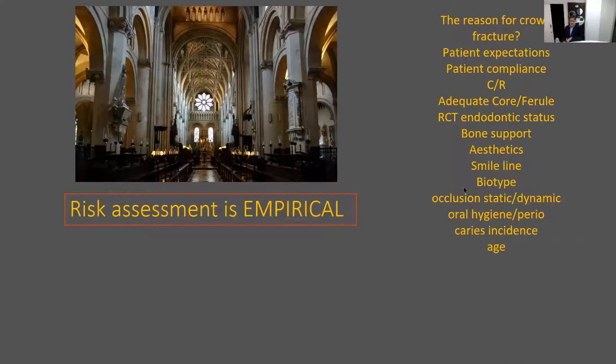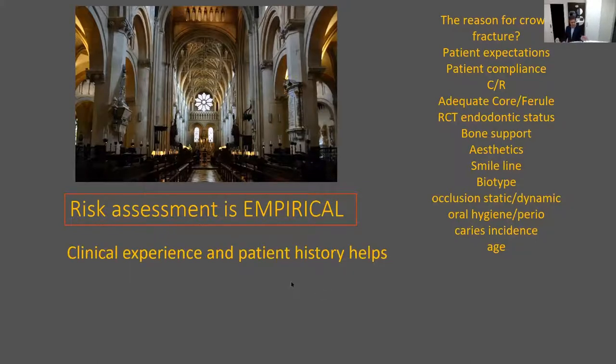So when we look at it, the reasons for crown fracture include expectations, patient compliance, crown to root ratio, the view on the coronal core ferrule, root therapy, endodontic status, bone support, static smile line, bite type, and occlusion dynamics. It's not static. People talk about static, like, show me your bite. No, it's dynamic. It's most of the time during this dynamic movement that you have all your interferences happening that load the tooth. And we'll talk later about how root canal teeth have cuspal flexure, it's beam mechanics. And that's when things fail.